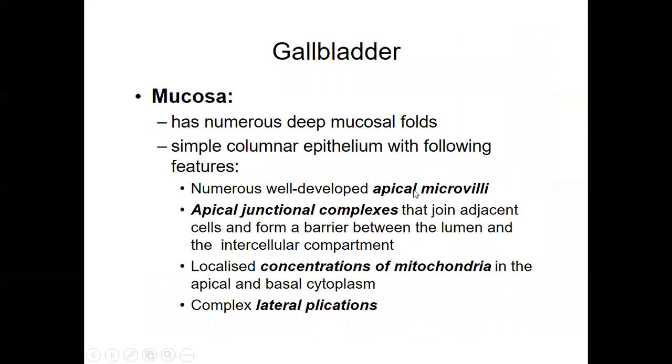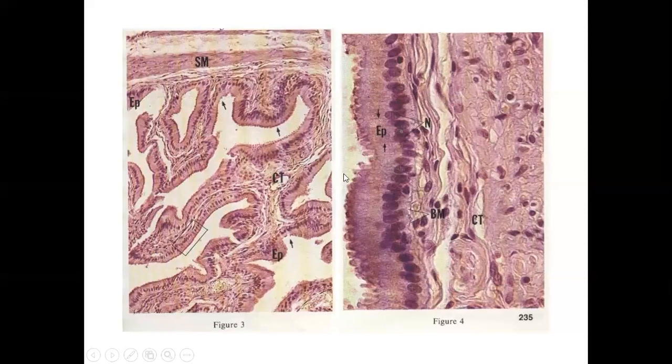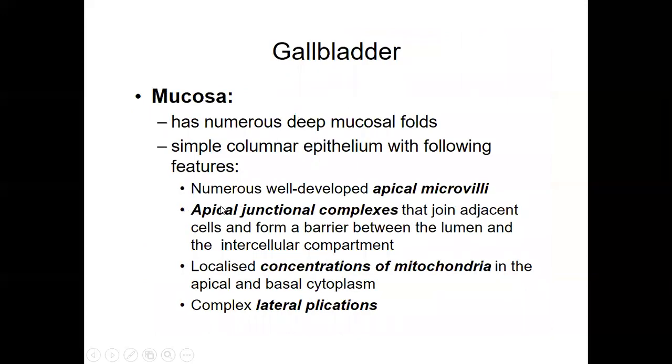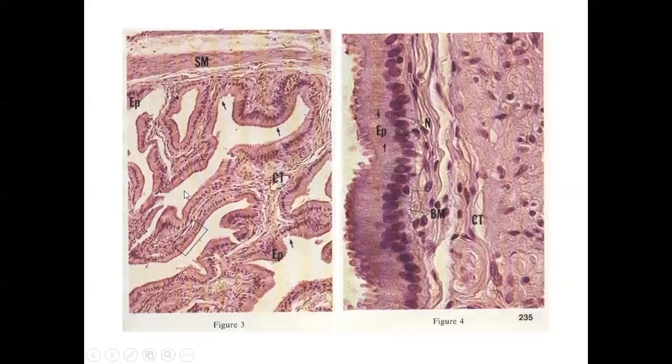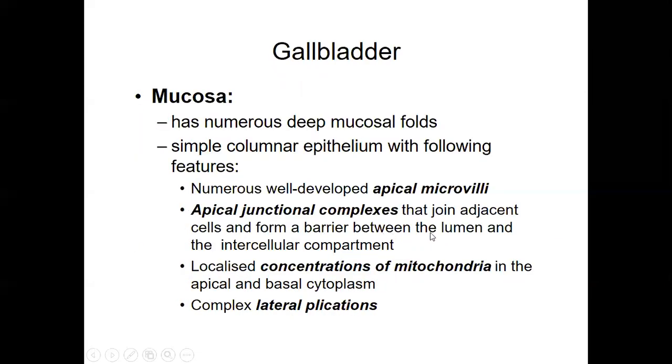It has numerous well-developed apical microvilli. If you see from this picture, there are microvilli, something that projects from the apical portion of the epithelium. The other thing you have to know is that the apical junctional complexes join the adjacent cells, and form the barrier between the lumen, the lumen here, and the intercellular compartment.